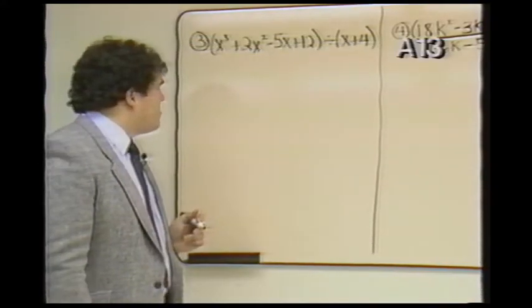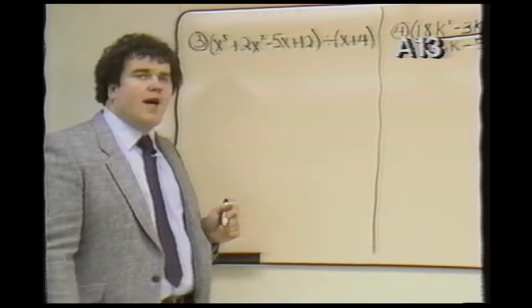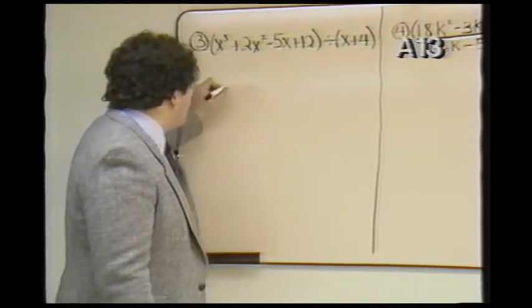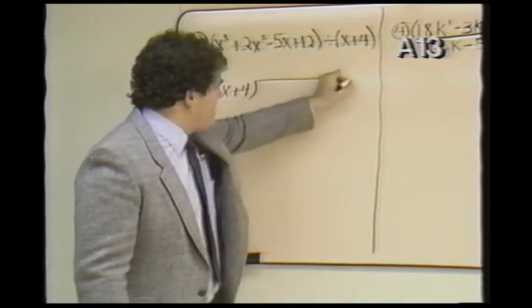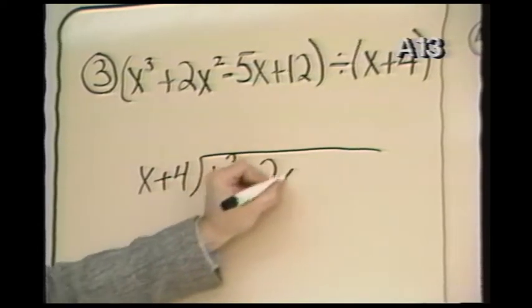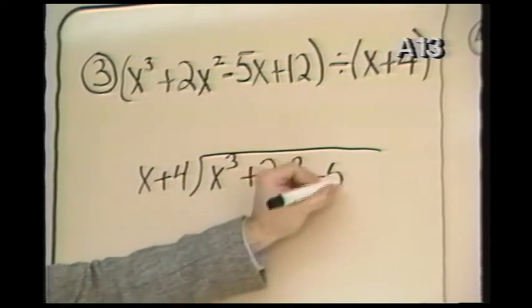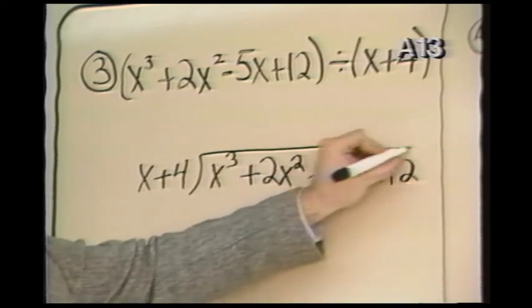Problem number 3. X cubed plus 2x squared minus 5x plus 12 divided by x plus 4. Setting this up, we make sure that we follow the same exact rules. Now let's see what I get here. Got one extra term this time.